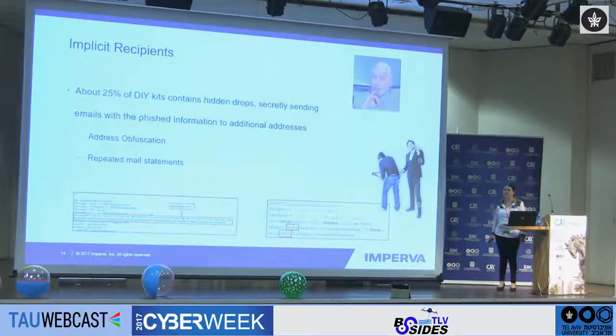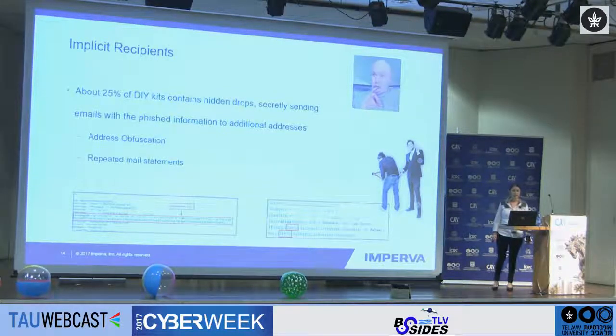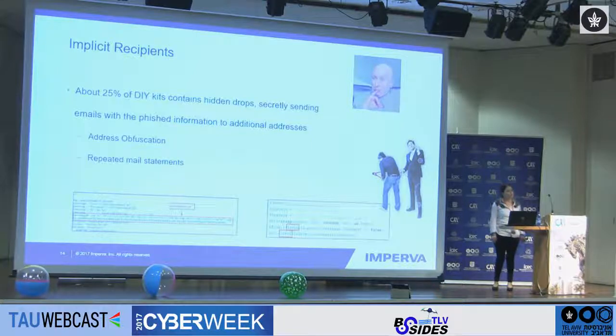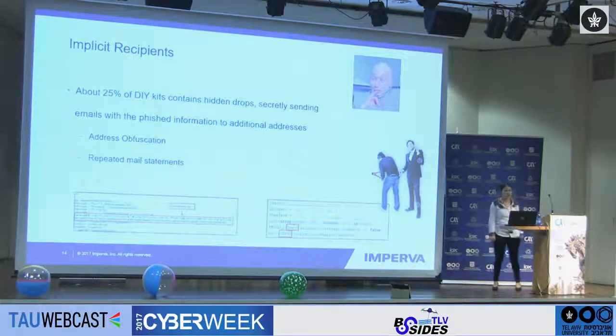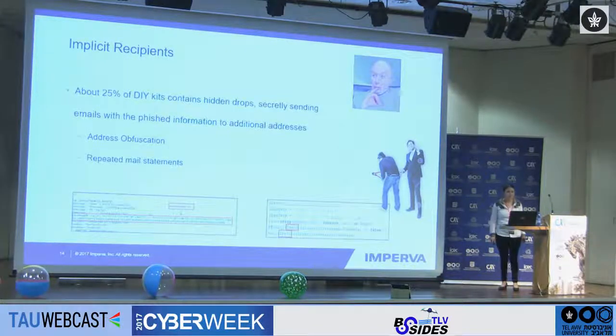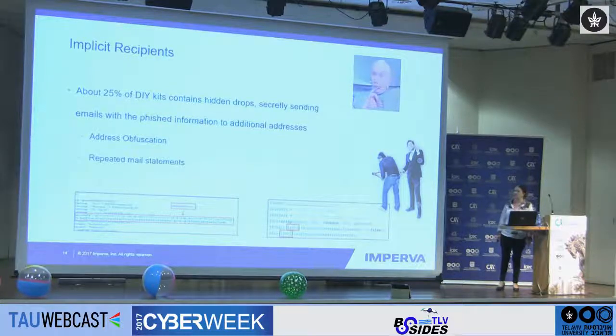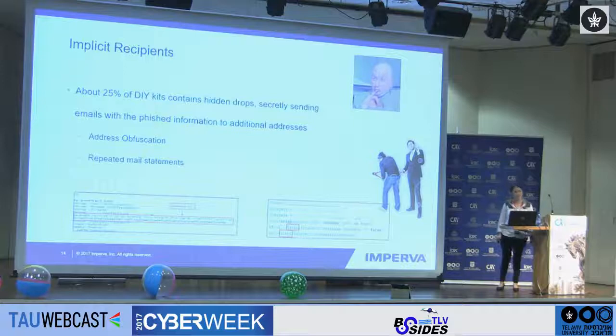But what happens when you steal from a thief? About 25% of kits contain implicit recipients which receive emails with the phishing results as well as the intended ones. We assume that hidden addresses belong to the attacker, to the author of the kits, sorry. This is probably the main reason that phishing kits are distributed for free in the underground community.